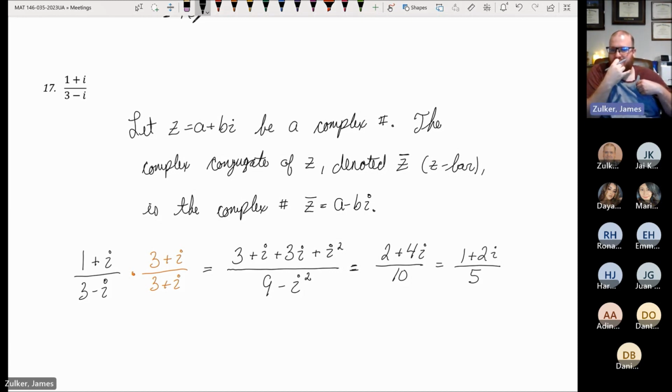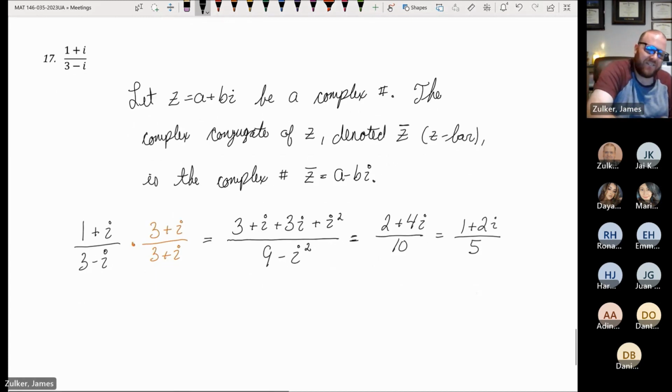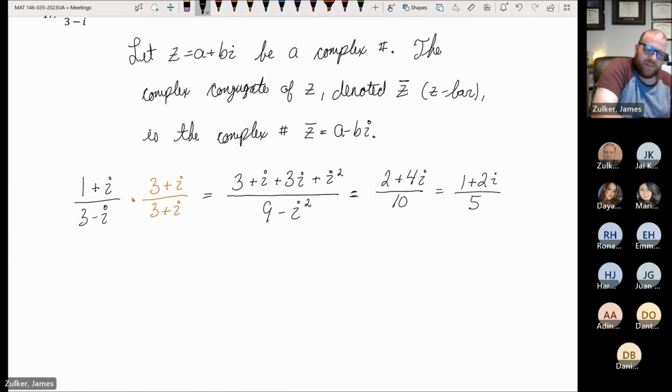It's a very subtle error. That's correct, but this isn't 0, is it? 1 plus 2i all over 5 is not real. This is not proper form. It has to be written as 1/5 plus 2/5 i.